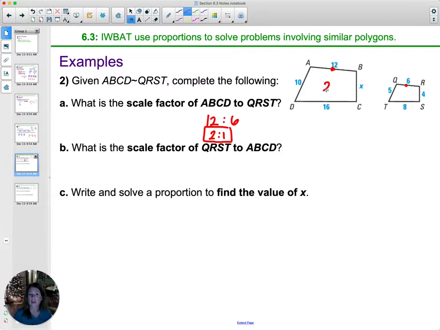So every side in this shape is going to be 2 times bigger than this shape. It's going to be double the size. That's what that 2 to 1 ratio means.